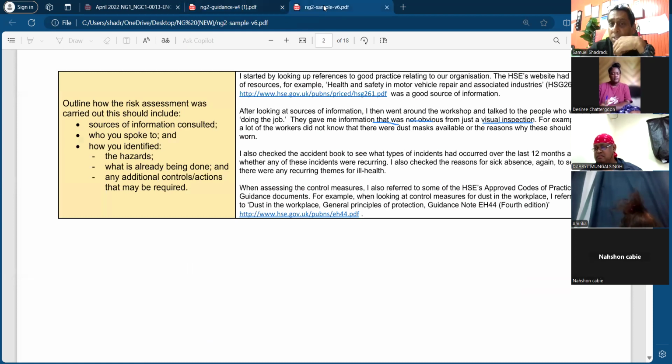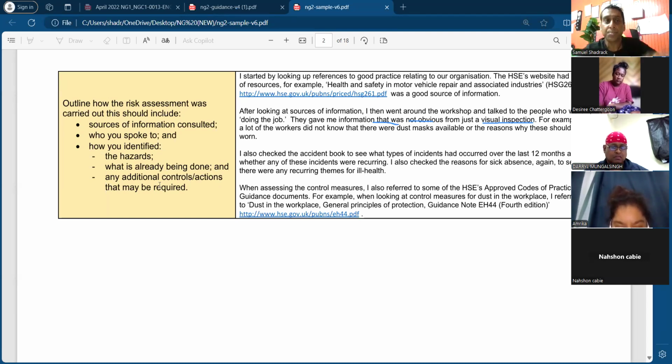When you get your corrections and I tell you, look, you need to fix your methodology, that's the piece just under that first piece there, right? Anyway, let me just go to it. We could just follow and do one like it. In the methodology, they wanted to outline how the risk assessment was carried out. This should include, watch it, 1, 2, 3, and a little bit. Each of these bullet points is being answered here. The first thing you want to put is the sources of information that you consulted or researched. The next thing is who you spoke to and how you identified the hazards, what is already being done, and any additional controls or actions that may be required.